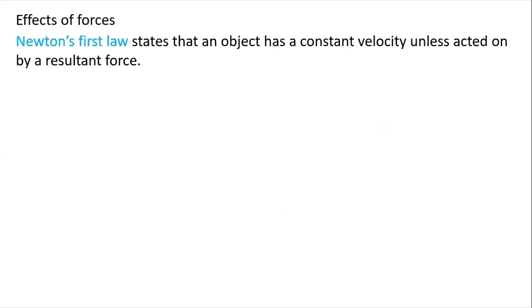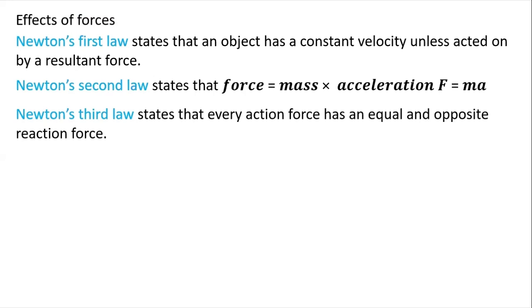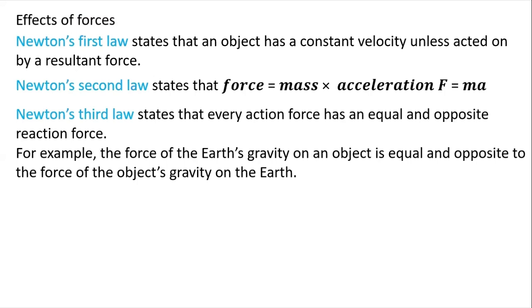Effects of forces. Newton's first law states that an object has a constant velocity unless acted on by a resultant force. Newton's second law states that force equals mass times acceleration, which is F equals ma. Newton's third law states that every action force has an equal and opposite reaction force. For example, the force of the Earth's gravity on an object is equal and opposite to the force of the object's gravity on the Earth.